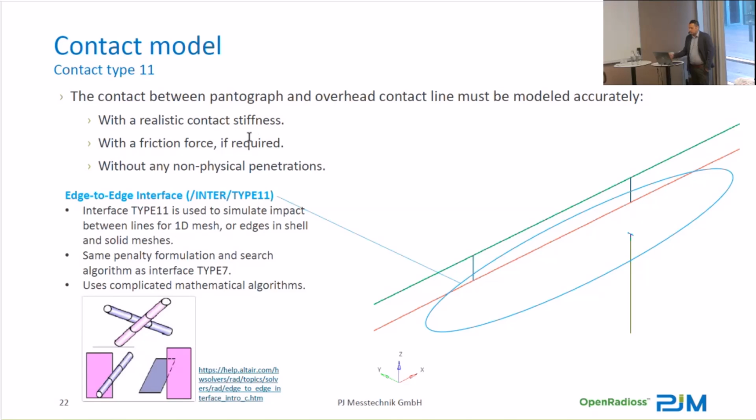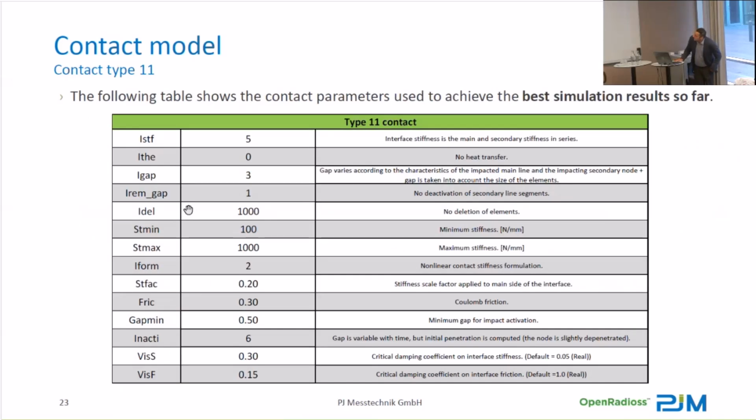The standard just tells us you have to have realistic contact stiffness, maybe a friction force, and non-physical penetrations are not allowed. Okay, this is what we used. Here you have some contact adjustments. For example, you can adjust the maximum stiffness. You don't want it to be larger than 1000 Newton per millimeter. You can also specify the minimum stiffness, or the friction you're using in your contact model.